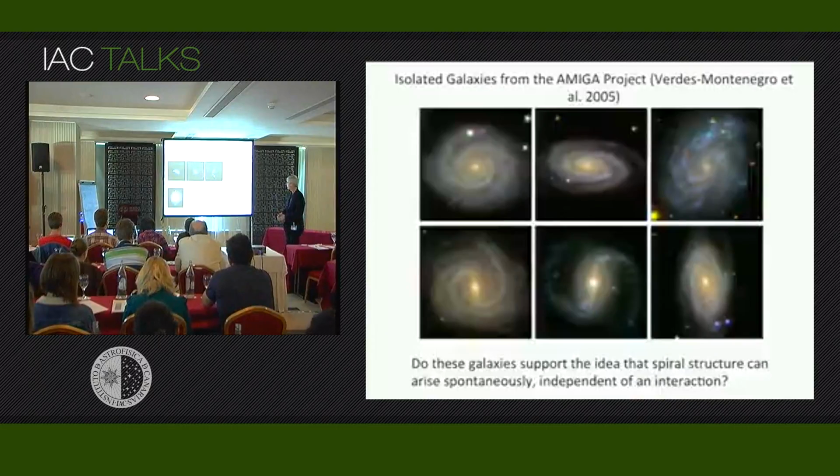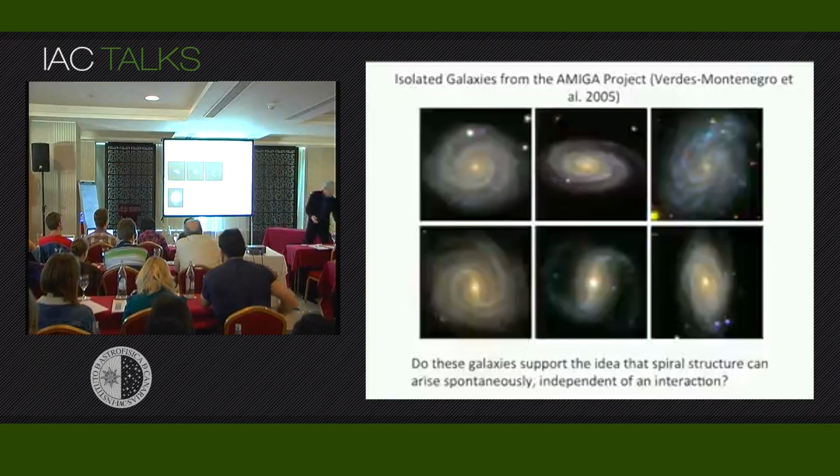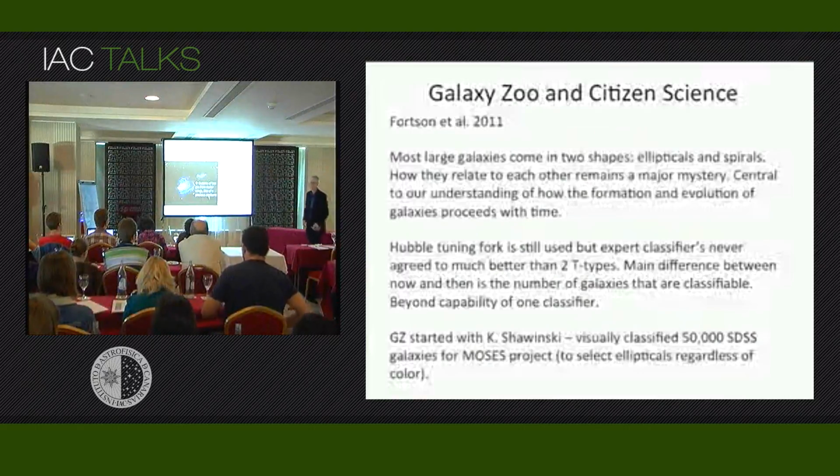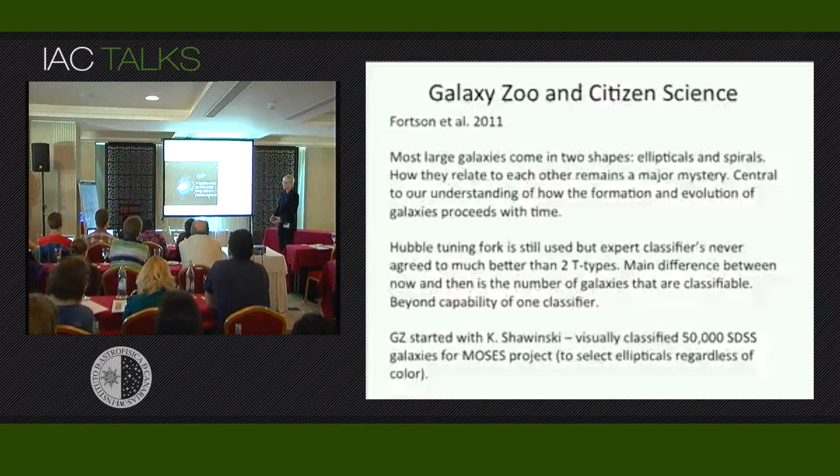Now, do these galaxies support the idea that spiral structure can arise spontaneously? They don't necessarily have companions, and yet they look like this. So it's an interesting question. What do these have to say about spiral density waves? I thought that was interesting.